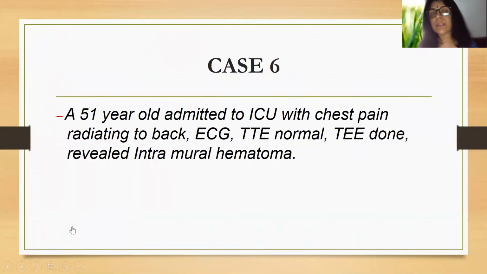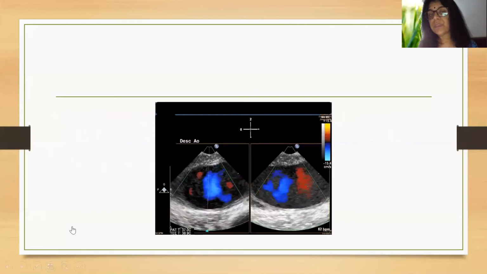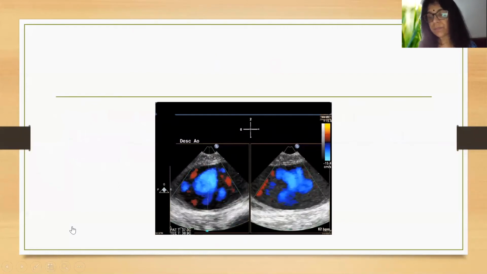This is another case where a 51-year-old gentleman is admitted to the ICU with chest pain radiating to the back. ECG and transthoracic echo are normal, transesophageal echo is done, and it shows an intramural hematoma.